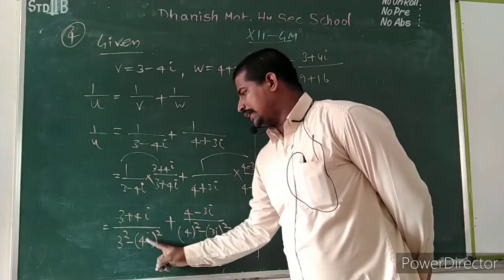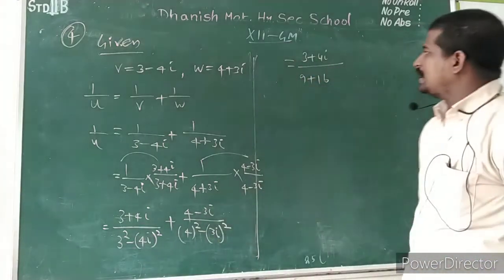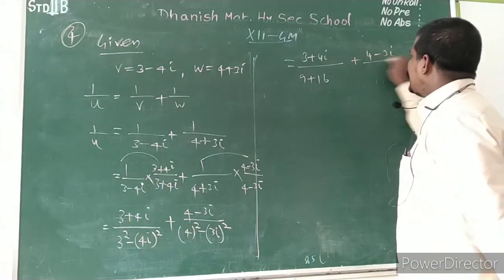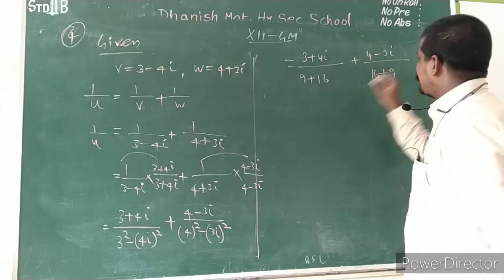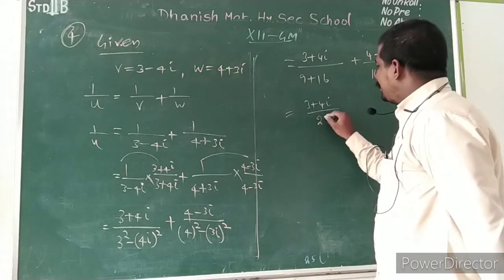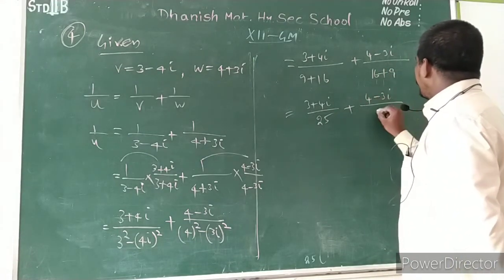4 square is 16, into i square is minus 1, there is already one minus, so minus and minus plus 16 plus 4 minus 3i divided by, here also we will have 16 plus 9. Here 3 plus 4i divided by 25 plus 4 minus 3i divided by 25.